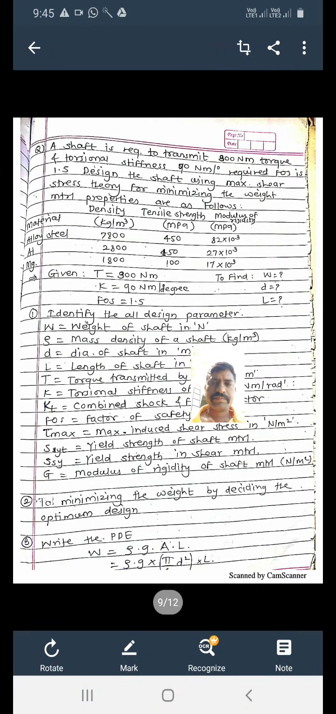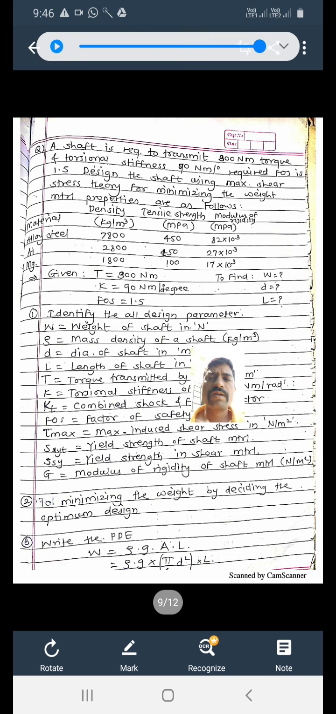Morning guys. Okay, last lecture we solved the numericals on optimum design, those numericals asked in the SPPU last year question paper. Today also we'll see some numericals asked in the SPPU examination. Okay, see the statement of the problem.